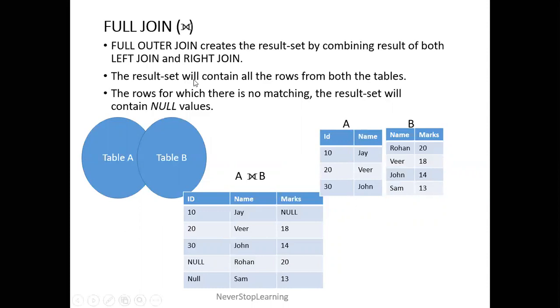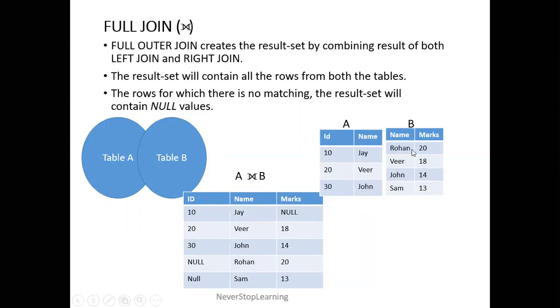Okay, so if we start with table A, 10 J is not present, this name J is not present in table B, but still I will get this record, the entire record I'm getting. The only thing is in place of marks, I'm getting null. Veer is present, so its record will come as it is. John is present, so its record will come as it is.